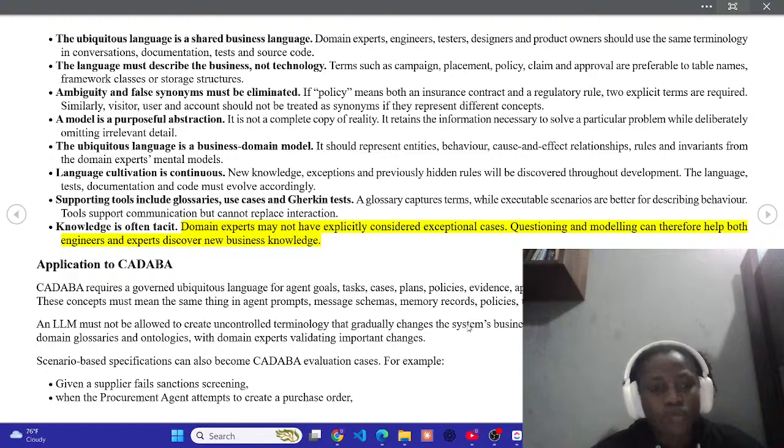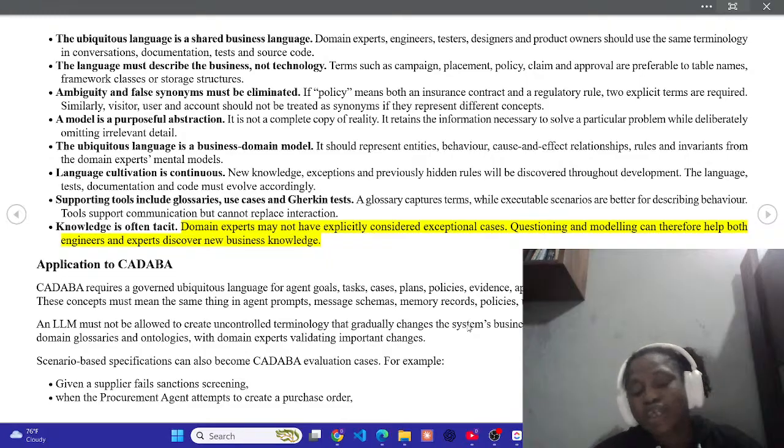So this concept must mean the same thing in agent prompts. You must bring this business language to your agent prompts, to message schemas, to memory records, to your RAG database, to policies, to the user interface, and to your source code.